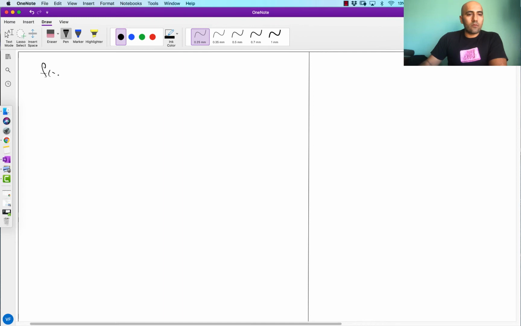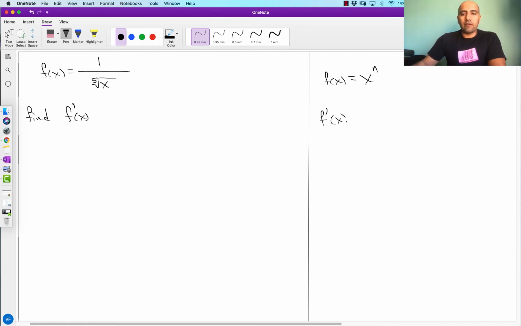What if this was the function? 1 over the 5th root of x. Find the derivative, f prime of x. Well, again, using the same power rule, we know that if f of x is equal to x to the nth power, then we know that the derivative is equal to n x to the n minus 1. n gets to be any real number. Okay, so we just have to manipulate this a little bit.